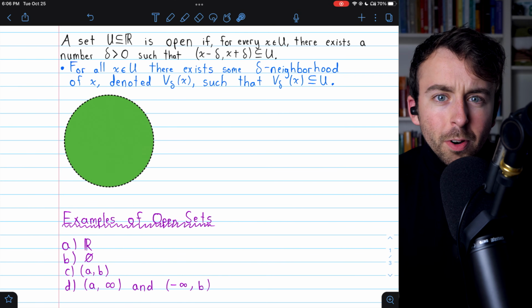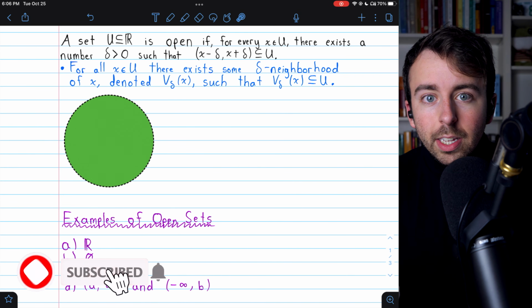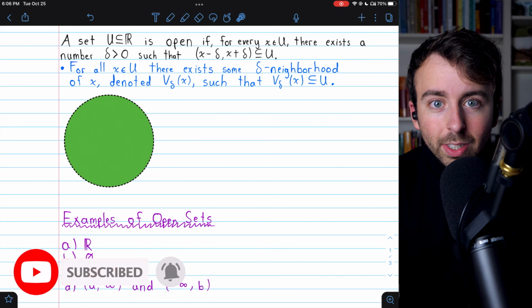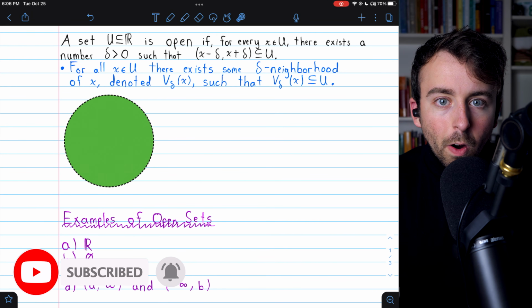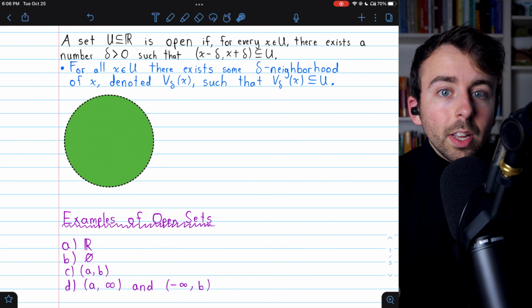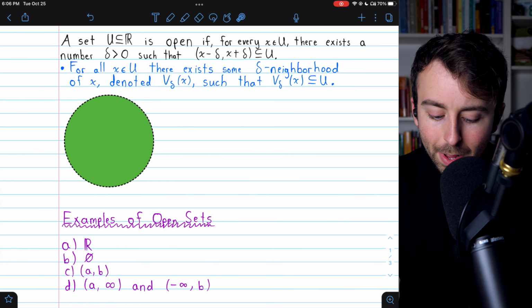It's time for another important definition in our study of the real numbers. Today, we're going to introduce what open sets are, and we'll go through a couple examples as well as a non-example. Here's the definition of an open set.